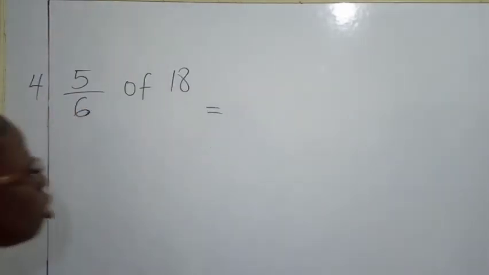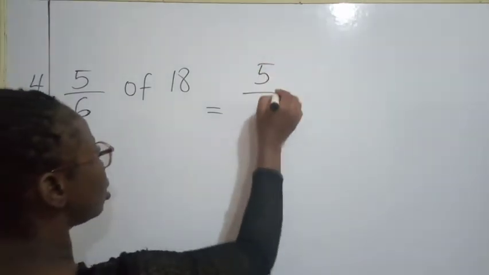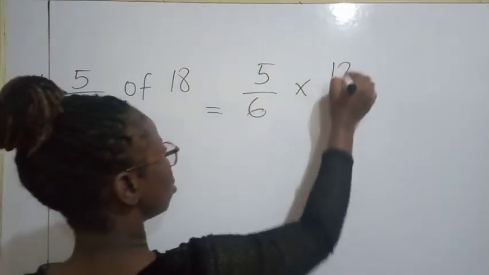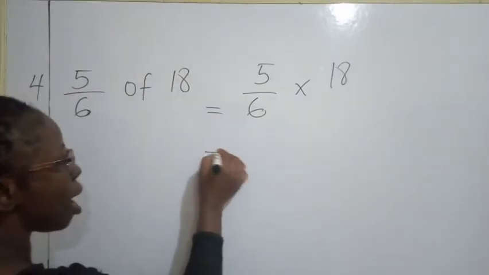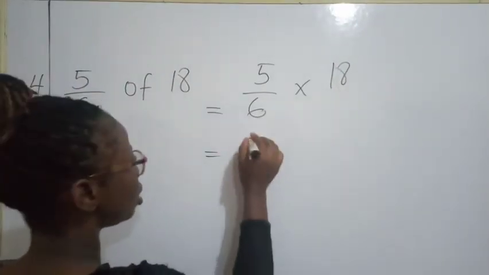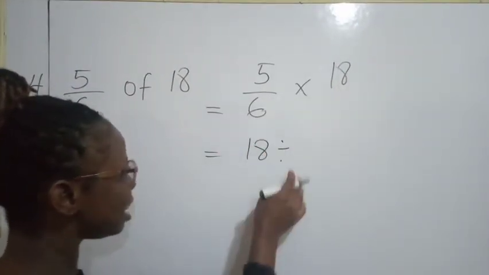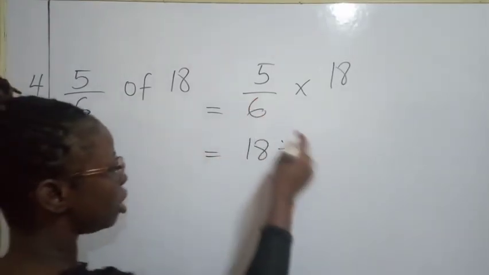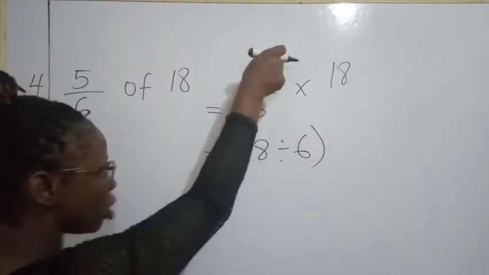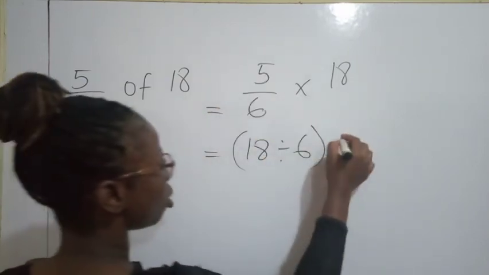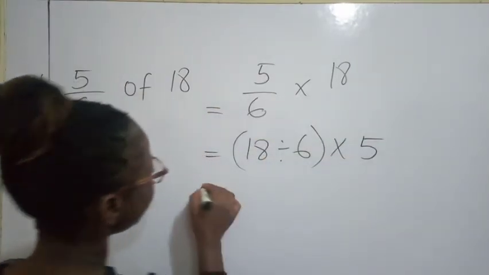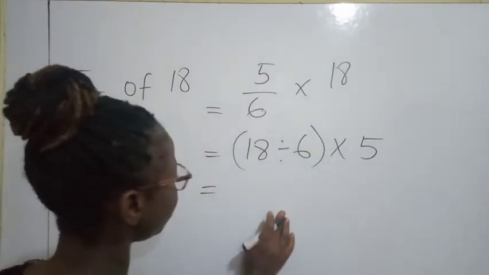5 all over 6 of 18. 5 all over 6 of 18. I'll change it. Okay, so I'll go ahead and take the whole number, which is 18, and divide it by the denominator, which is 6. After that, multiply by the numerator, which is 5. Okay? Now, 18 divided by 6 is 3.